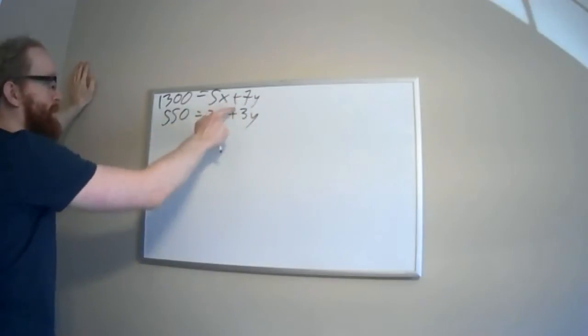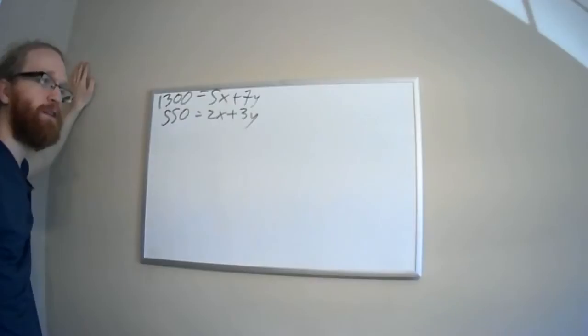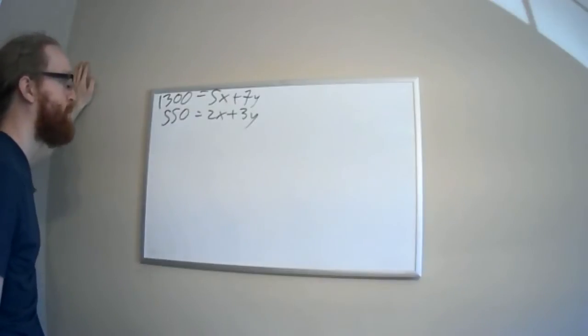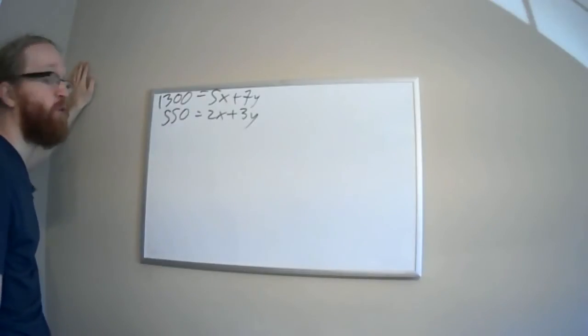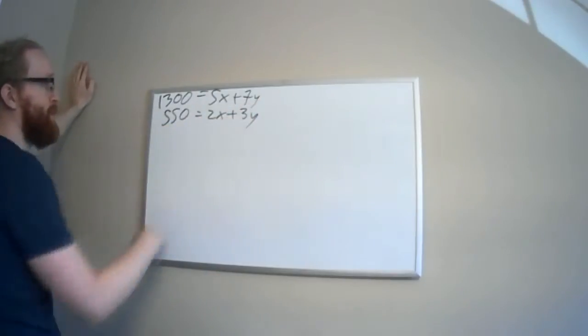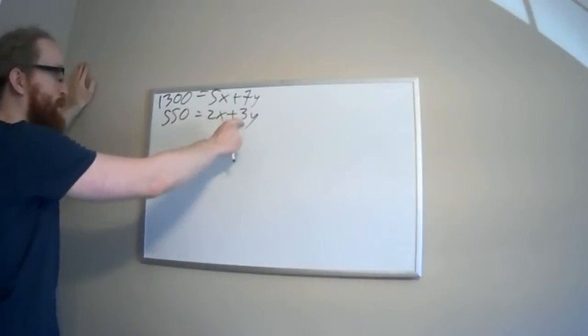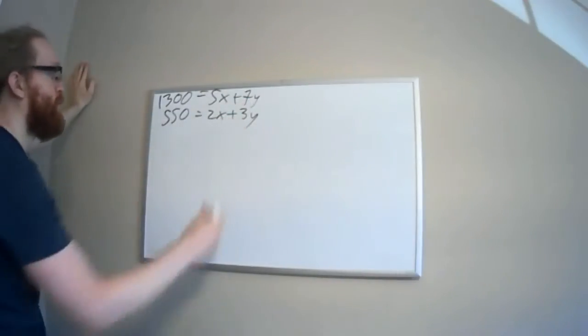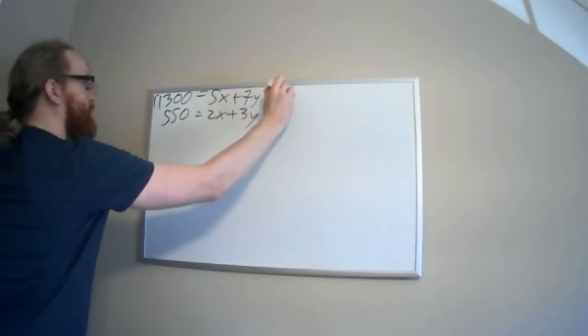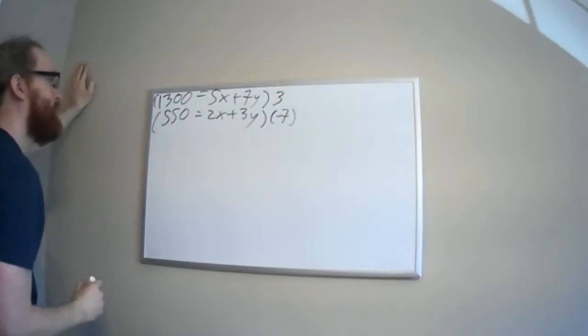Well, 3 doesn't go into 7 and 7 doesn't go into 3. So maybe I need to find some common multiple of the 2. So maybe 21 if I just multiply 3 and 7. So maybe I should multiply the first equation by 3 and the second equation by -7, so that I'll get 21 and -21. So we'll go ahead and do that. We'll do this first equation by 3 and the second equation by -7.